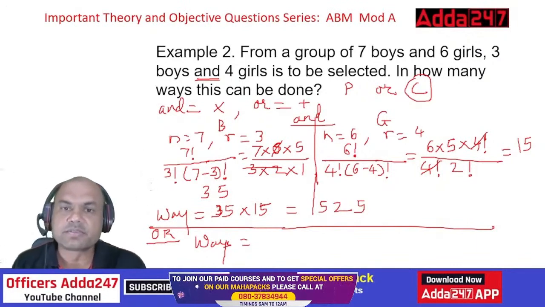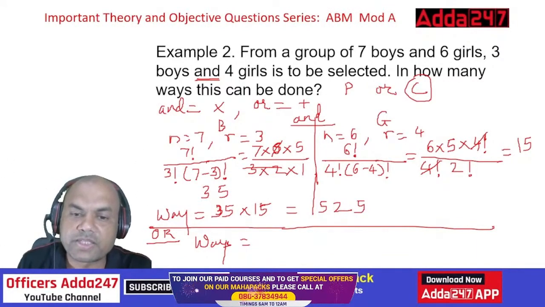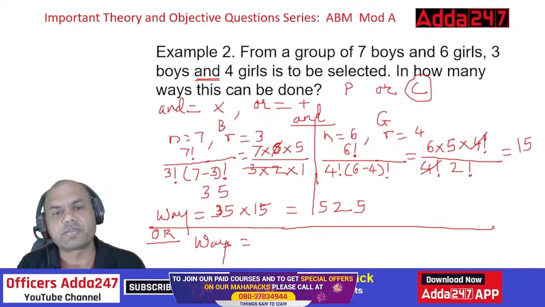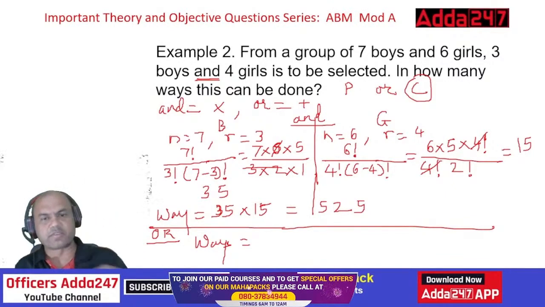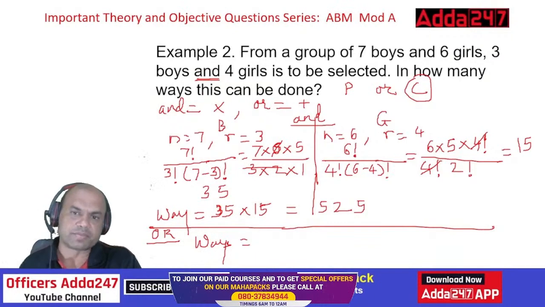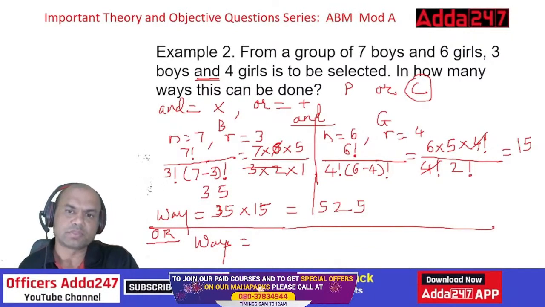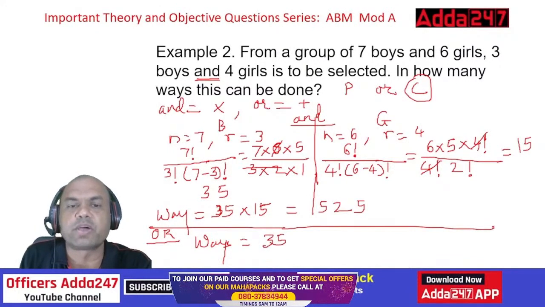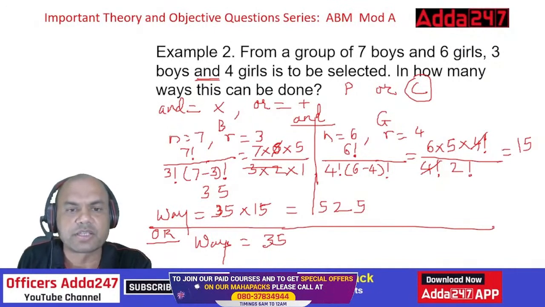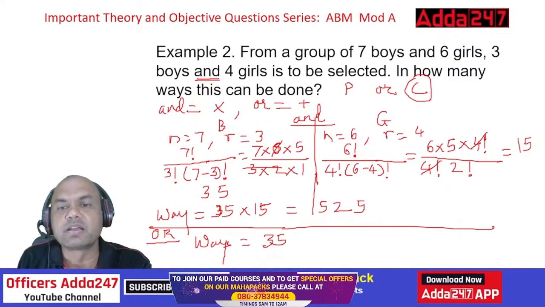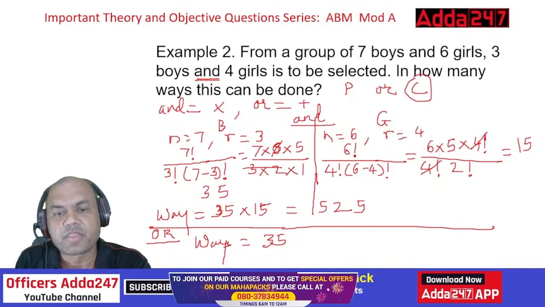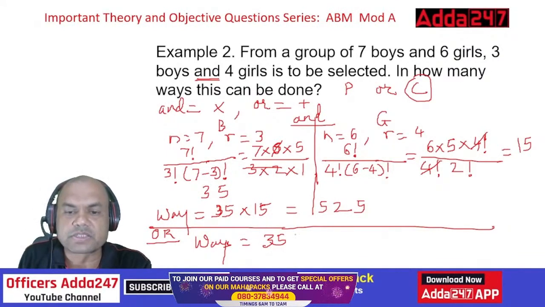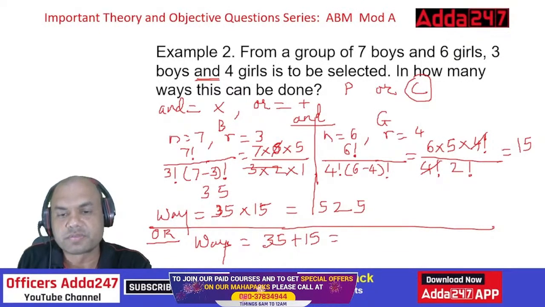Yes, it is correct. Type fast, I'll wait over here. It is "or", so it is 35 here. These numbers won't change. This 35, the boys' nCr, will be the same. Similarly the girls' nCr will be the same. So what we have to do is only add this 35 plus 15, right? Because it is "or", so it is 50.